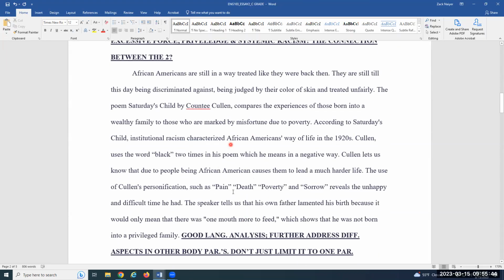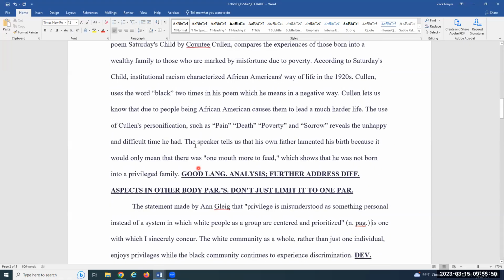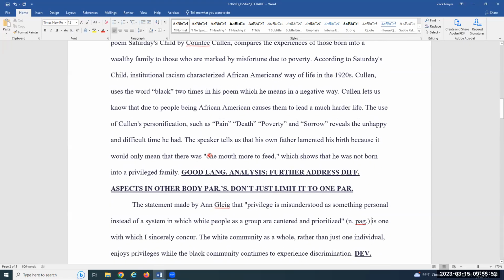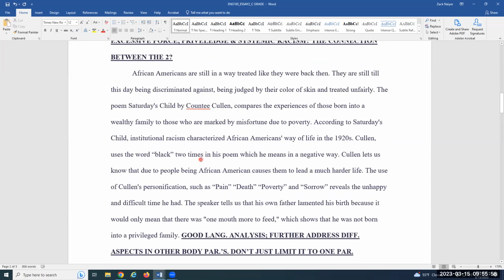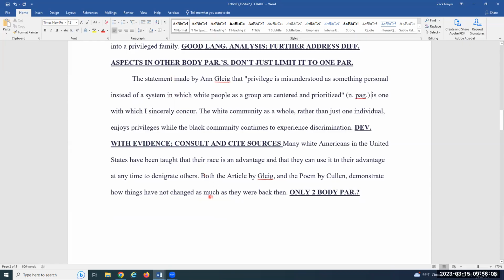So it does suffer a little bit from that, but I think just taken in a vacuum, it's a reasonable job, I would say, of doing the language analysis type stuff. So I said further address different aspects. Yeah, see, the thing is, again, unlike the A+ paper, here it really just devotes one paragraph to analyzing the poem, and then it moves on to looking at the contemporary angle.